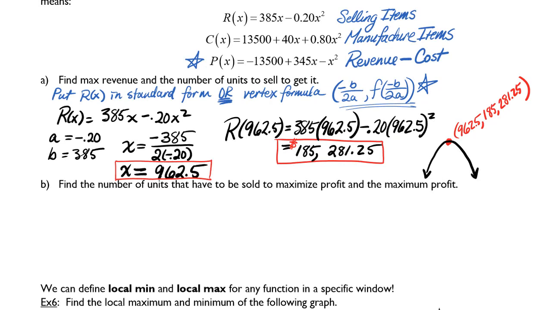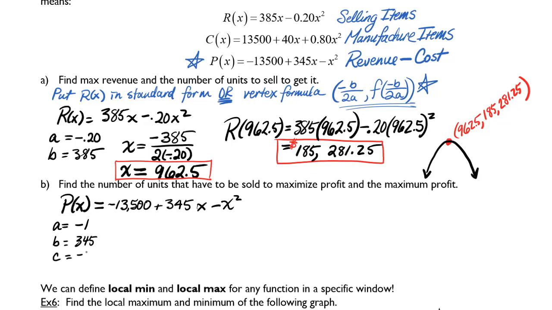If we wanted to find the number of units that have to be sold to maximize profit, we would simply use the profit function instead of the revenue function. Our function for profit is P of x equals negative 13,500 plus 345x minus x squared. If I list my coefficients, I have a equals negative 1, b equals 345, and c equals negative 13,500.